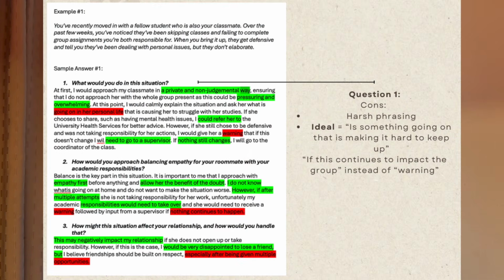But now to go on to what I didn't like with this first answer. I state that I would calmly explain the situation and ask her what is going on in her personal life.